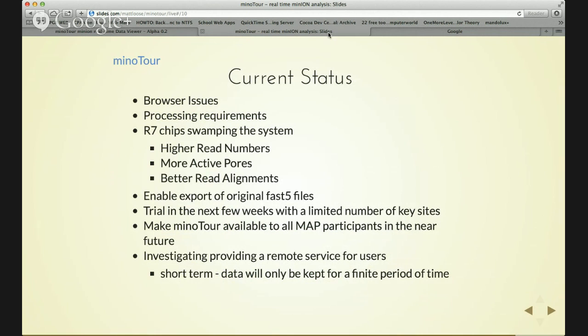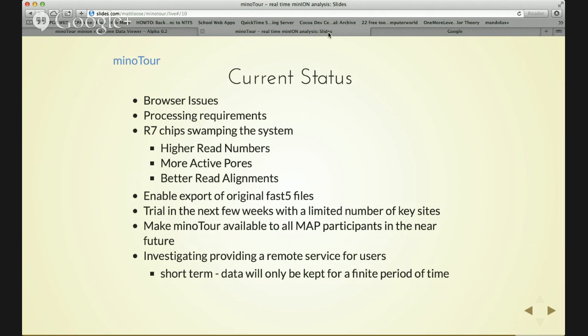We've got a few browser issues. Those graphs, as you get more and more data, get slower and slower, particularly on Windows Explorer. So we're going to try and deal with that. We want to be certain about the processing requirements. As I have mentioned, the R7 chips are swamping our databases at the moment because of higher read numbers, more active pores, better read alignments. Everything just generates more data, which is great, but we need to be able to handle it. It would also be useful for people to be able to extract those original FAST5 files back from the database. We want to be able to do that.